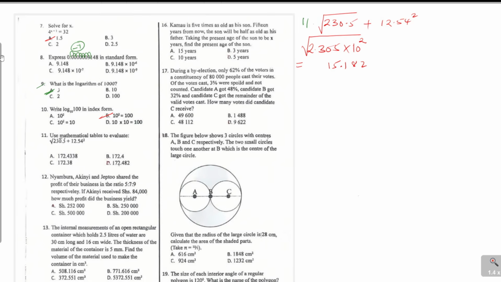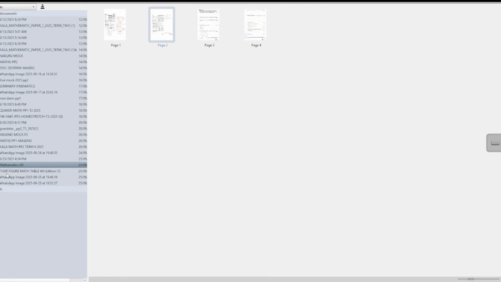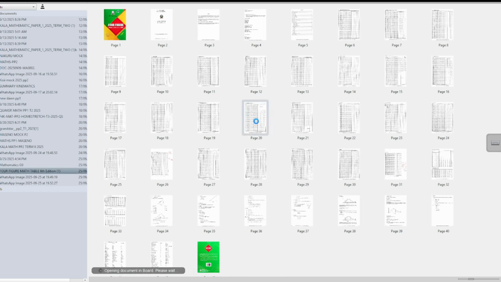The square of 12.54. What are we going to do for that? So 12.54 squared. Again, we write that one in standard form. This will be 1.254 times 10 raised to 1. You're getting the square of that number. So that means you're going to get the square of 1.254 and 10. So we go to the tables of square. Go to the 4-figure table.